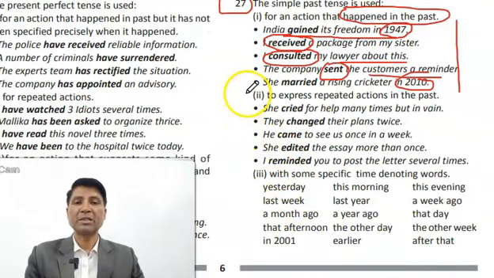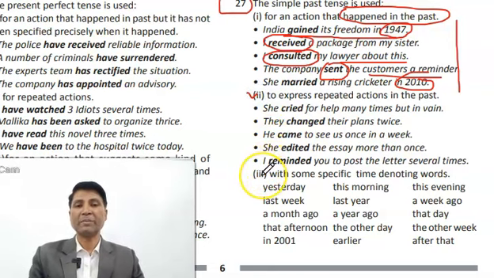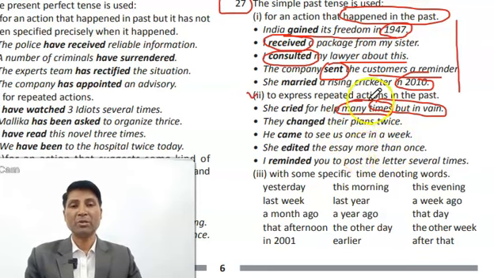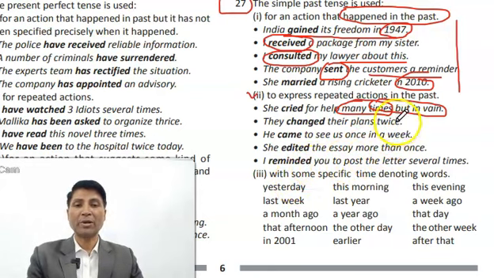Moving on to rule number 28. The simple past tense is used to express repeated actions in the past. Repeated actions in the past means the action that happened once, twice, 3 times, 4 times. For example, she cried for help many times but in vain. So here she is crying not once, twice, thrice, 4 times, 5 times. So this is repeated actions but in past. They changed their plans twice. Twice means 2 times. So they changed their plan 2 times.